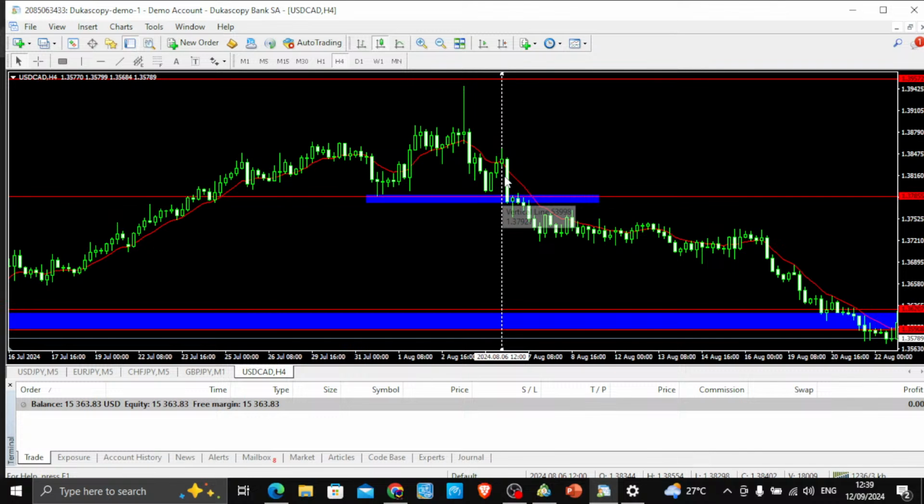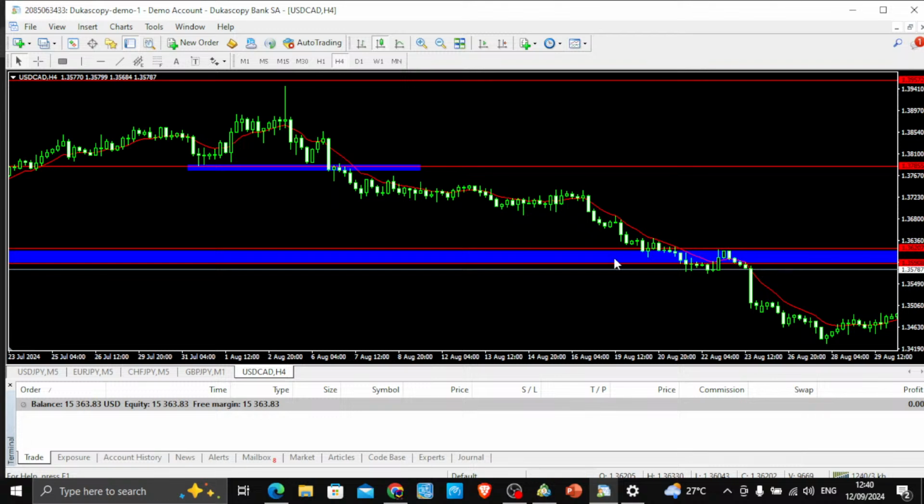So then what happened next? Good. That bearish confirmation drove the price down. When we got to our previous support, yes, it came to our previous support here.